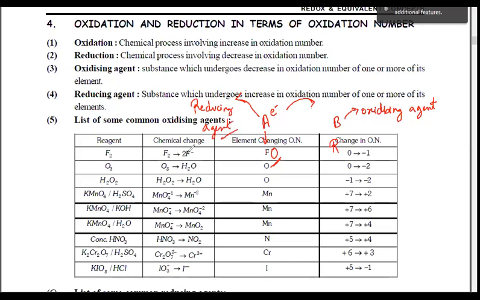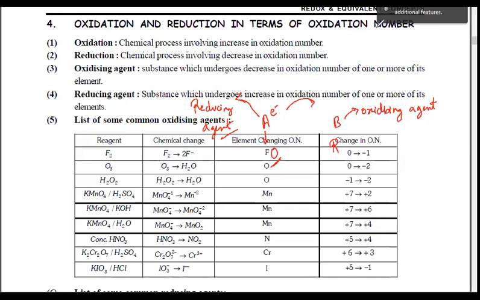So you just have to remember that any element, compound or ion which undergoes reduction is your oxidizing agent, and which undergoes oxidation is a reducing agent, because it is making any other compound, element or atom oxidize or reduce. Got it? Yes or no? Raise your hand.